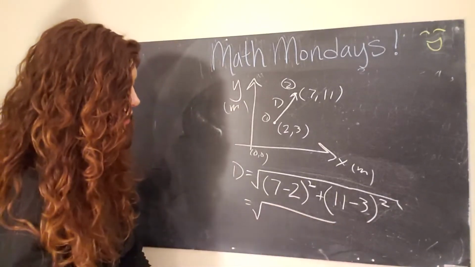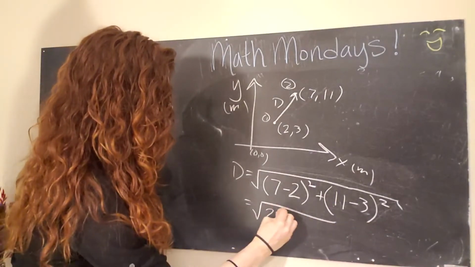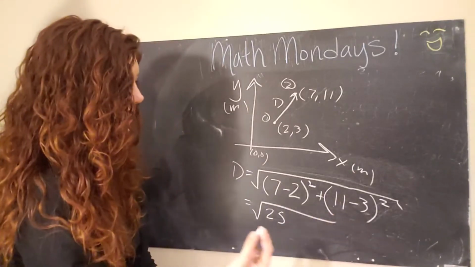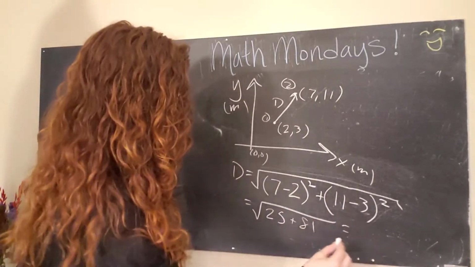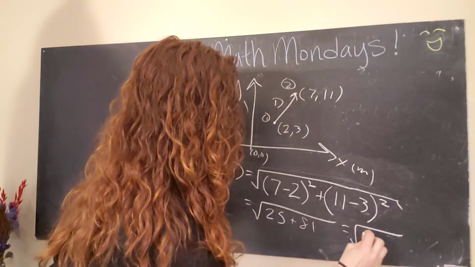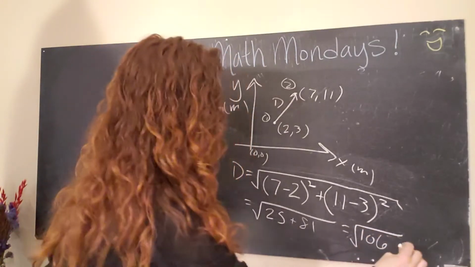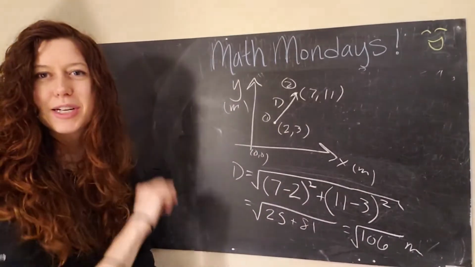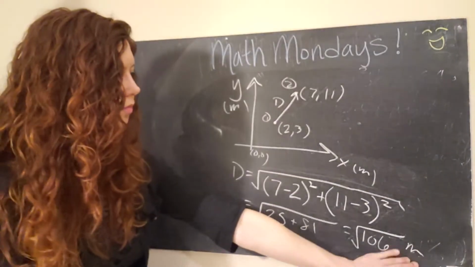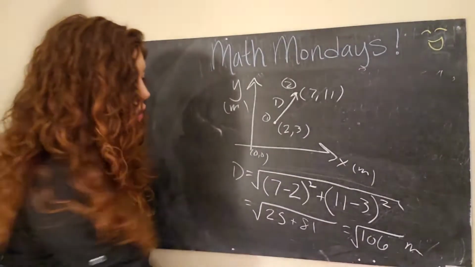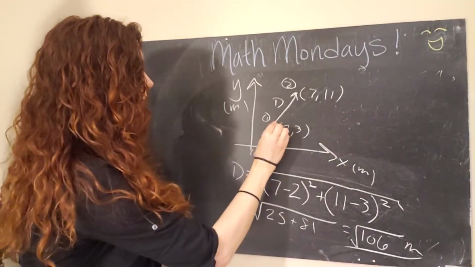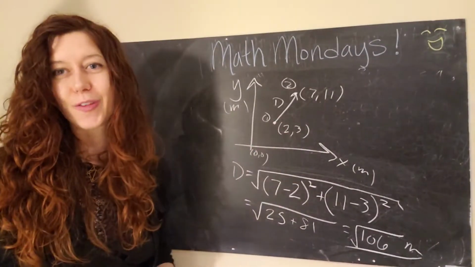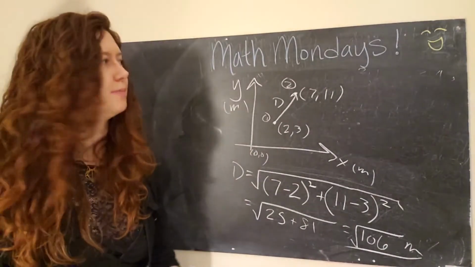7 minus 2 is 5. 5 squared is 25. 11 minus 3 is 9. 9 squared is 81. 25 plus 81 is 106. And then, like good mathematicians, we add our units on at the end. Cool. All right. So that is how far we traveled from our starting point to our final ending point.